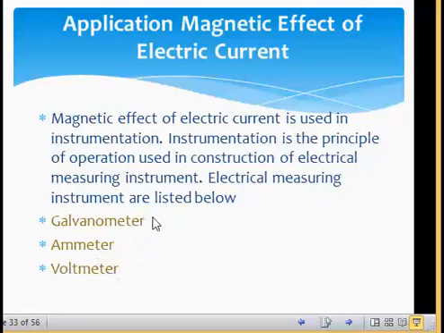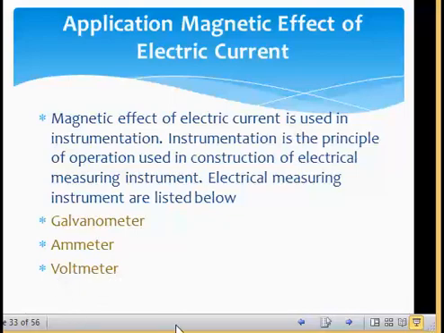The galvanometer is simply a device that is used to detect the presence of current. That simply means it can only measure a very small amount of current. It doesn't measure a reasonable amount of current. But an ammeter is a device that is used in measuring current. We now have the voltmeter, an instrument used in measuring voltage.